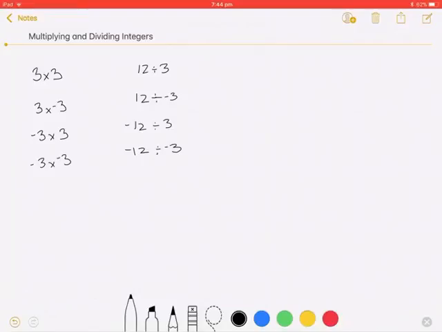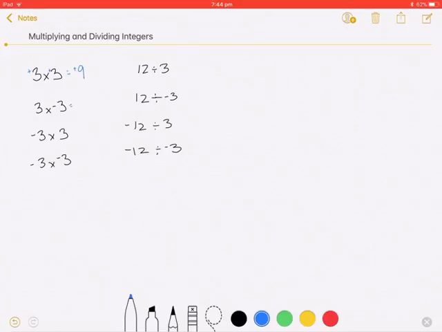Okay, multiplying and dividing integers. If I have 3 times 3, now remember there is a little imaginary plus sign out there, so it's a positive number multiplied by a positive number. 3 times 3, well, you know that would be 9. Remember there's a little positive 9.